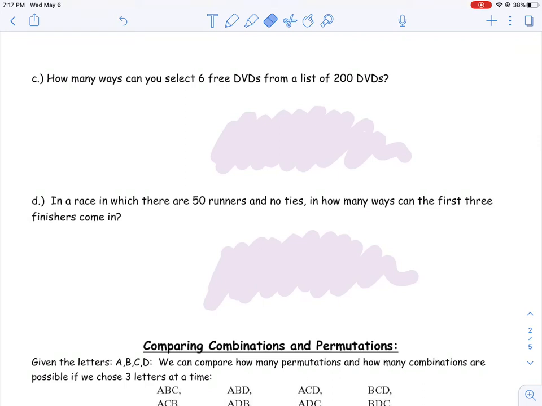C says, how many ways can you select 6 free DVDs from a list of 200? Now, it doesn't say your favorite, then your second favorite, then your third favorite. It just says that you have 200 DVDs, and you want to pick 6 of them. It doesn't matter what order you pick them in or what order you play them in. You're still going to pick those same 6. So to me, this would be another example of a combination, where order does not matter.